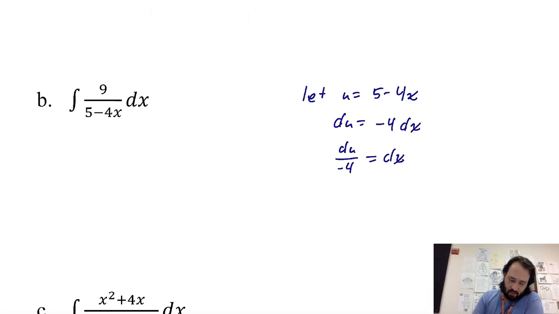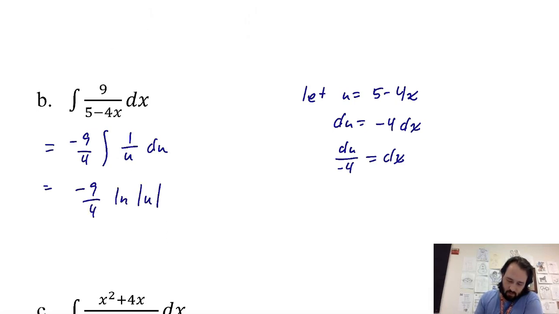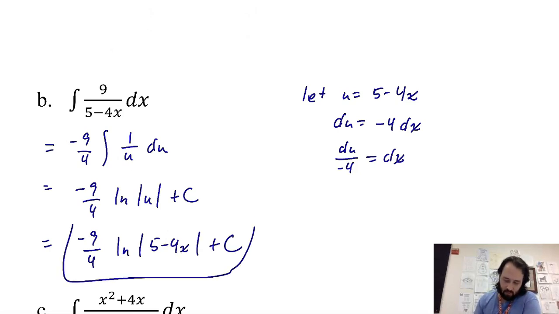And if I make that substitution and I pull out my 9, this is negative 9/4 times the integral of 1 over u du. So I have negative 9/4 ln absolute value of u plus c. So this is negative 9/4 ln absolute value of 5 minus 4x plus c. That would be my final answer.